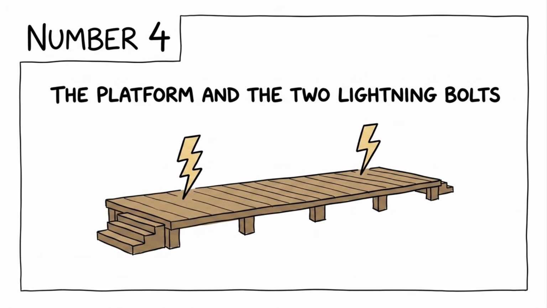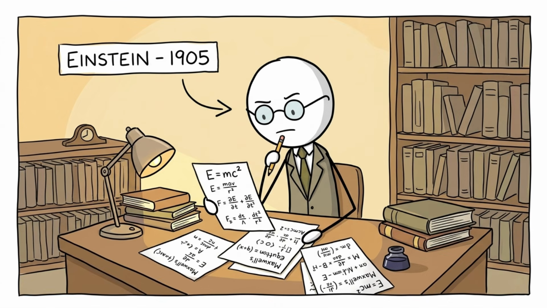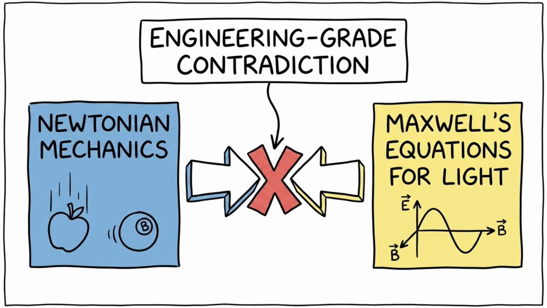Number 4, the platform and the two lightning bolts. Einstein, in 1905, wasn't studying anything abstract. He was trying to resolve a genuine engineering-grade contradiction between Newtonian mechanics and Maxwell's equations for light, a problem bothering him since his student days.